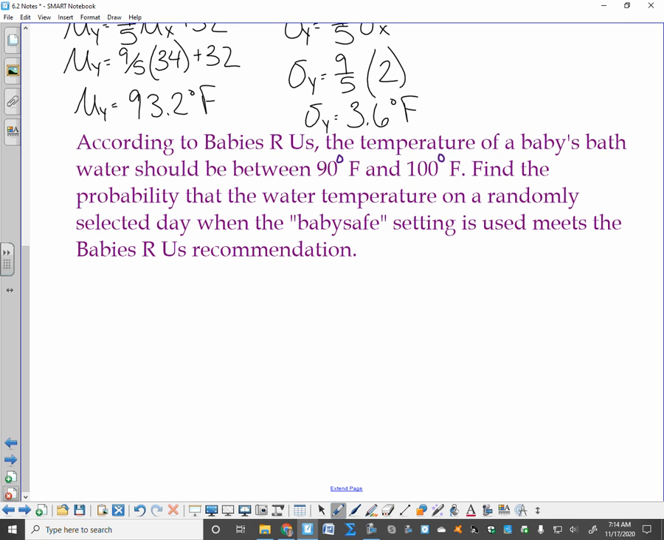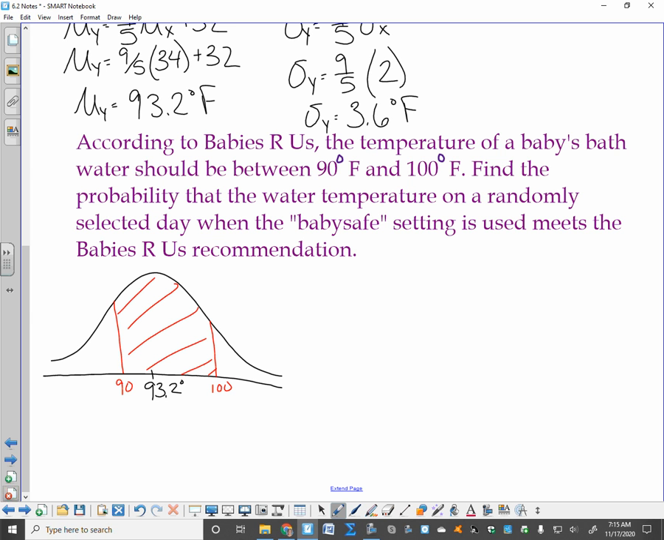According to Babies R Us, the temperature of a baby's bathwater should be between 90 and 100 degrees Fahrenheit. Find the probability that the water temperature on a randomly selected day when the baby safe setting is used meets the recommendation. Okay, well, I have just found that the mean is 93.2 degrees Fahrenheit. They are saying you're good between 90, and I don't know where 90 would be, how far away it would be, and 100. They're saying all this is safe. And I want the probability.